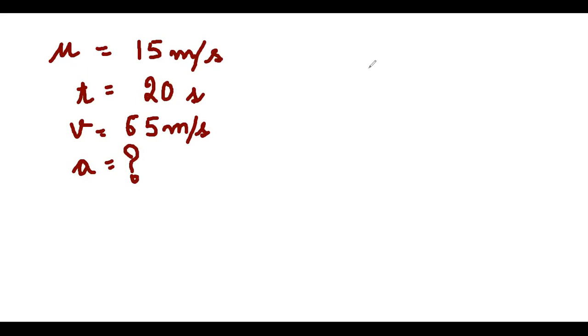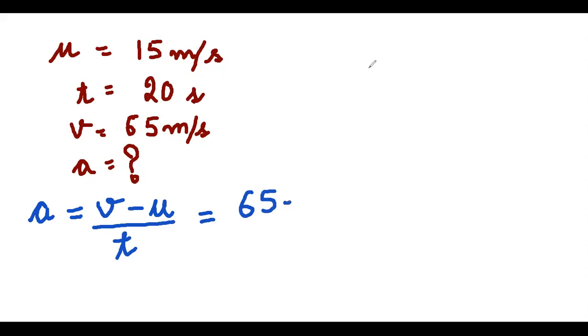Children, don't write down direct answers. First step is you use the formula. Acceleration is equal to final velocity v minus initial velocity u divided by time t. Put the values.